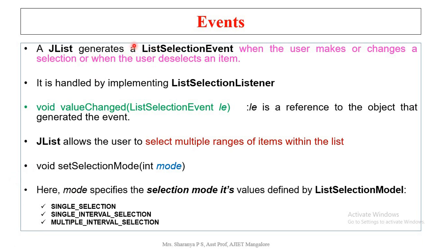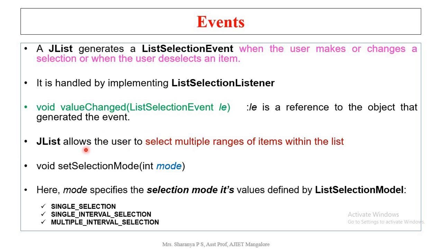Once this list selection event is triggered, it needs to be handled by using the list selection listener, which will make use of the method void valueChanged, and here we will be passing the list selection event. So LE is a reference to the object that generated the event. Here it may be the list or some other source that might have generated the event.